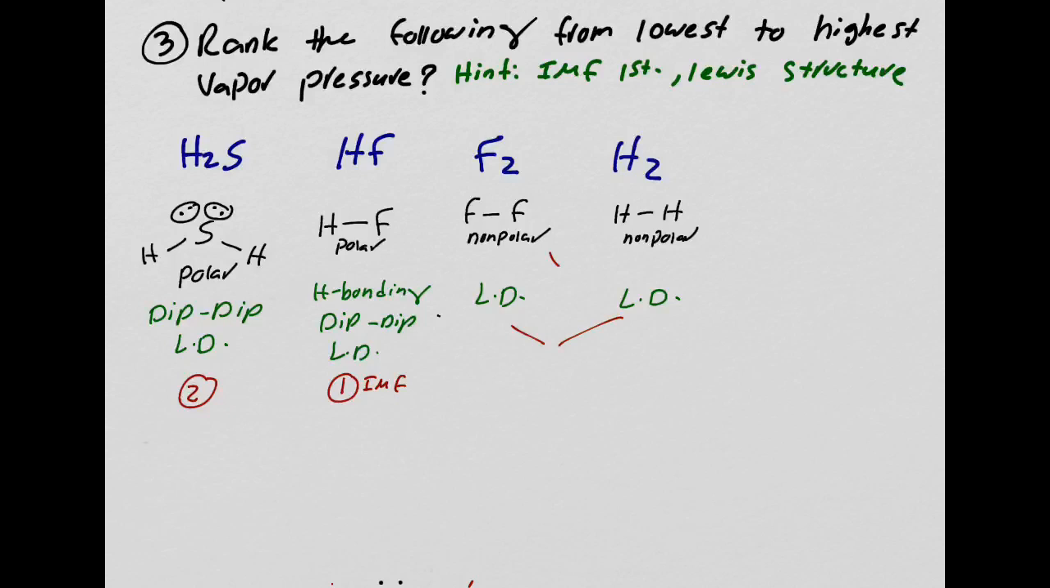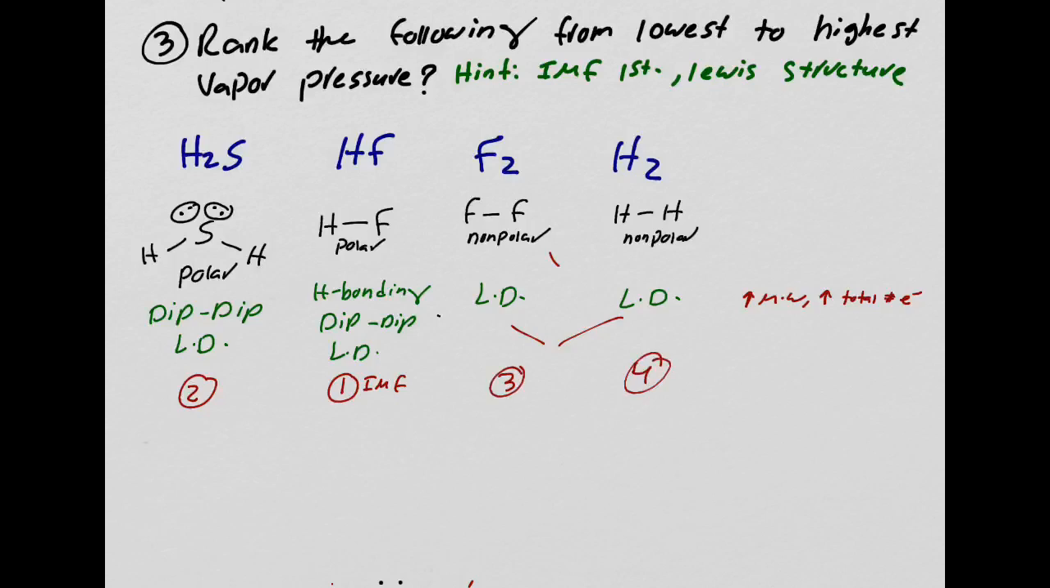Now, between these two, which one is going to be higher? Remember, the one that has a higher molecular weight is going to have a higher London dispersion. The one that has a higher total number of electrons, not just valence, would have a higher London dispersion. Why is that? Because you have a higher chance of temporarily creating a dipole. So between these two, this is going to be higher and this is going to be my last one.